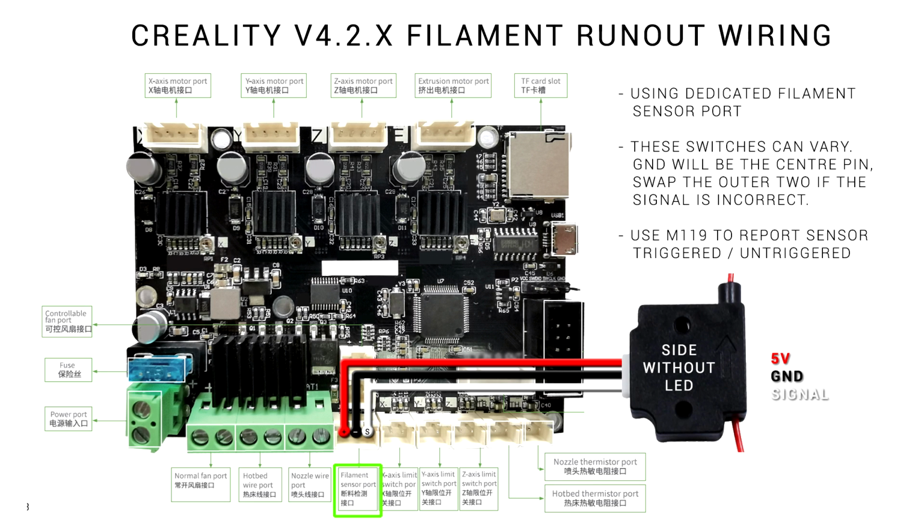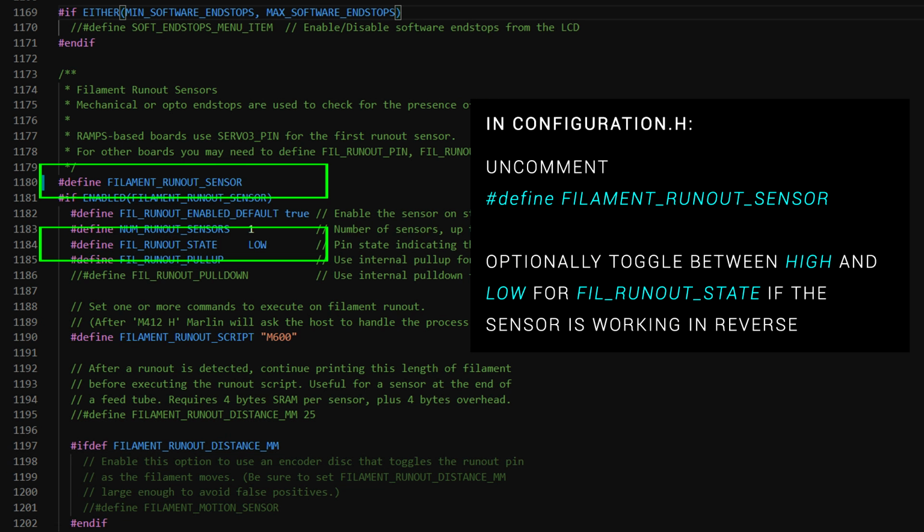In a terminal, you can send M119 and that will report whether the sensor is triggered or not and let you know if you need to swap the 2 outer wires. The firmware is pretty straightforward.